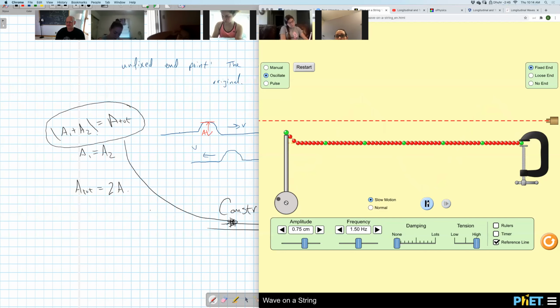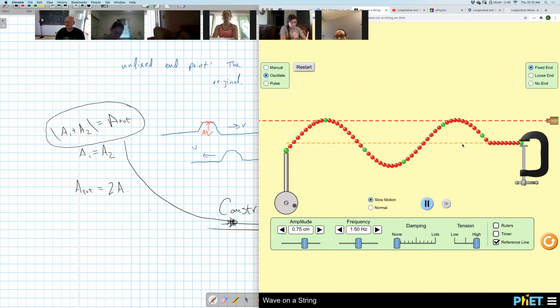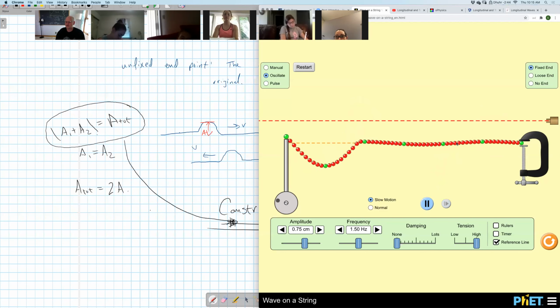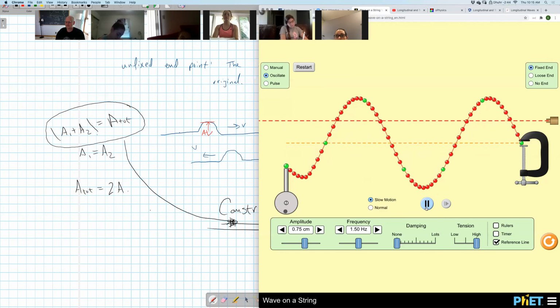And that's what we call the nodes. Okay? So the nodes are, as this thing starts to reflect, I'll point them out to you. For example, this point here is a node. It's a node because as this thing is oscillating up and down, this point never goes away from zero. This is called a node. So the node is a point which is fixed in space at 0.